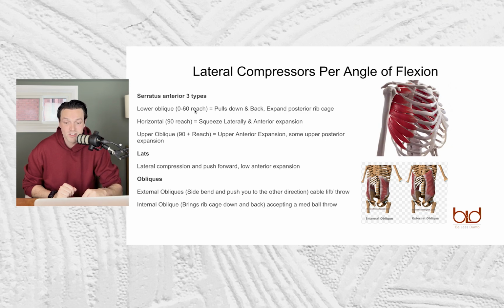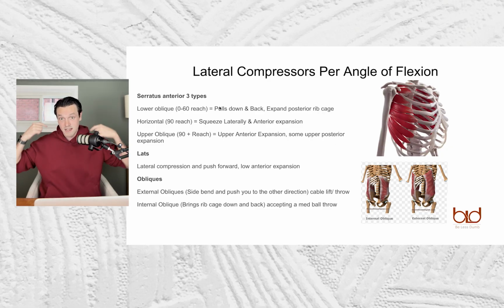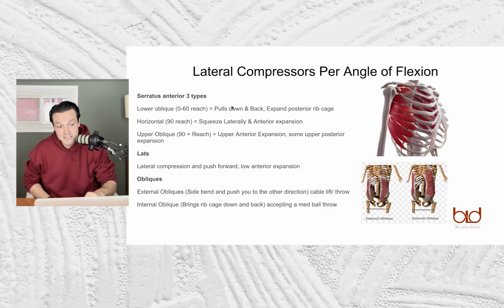We have lower oblique, which is within that 0 to 60 range of shoulder flexion. So almost like a low reach position, which we will get into when we go over our testing in a minute. This pulls back and down and expands the posterior rib cage. So it pulls back and down, which are these little muscles here, and they expand the posterior of our rib cage. A lot of people you'll see with low ranges of shoulder flexion can't externally rotate at all because they haven't got any space at the posterior part of their rib cage. You'll see a lot of people not be able to get past 0 to 60 in shoulder flexion.